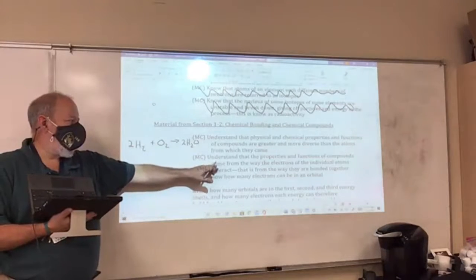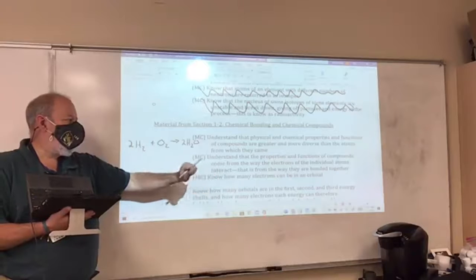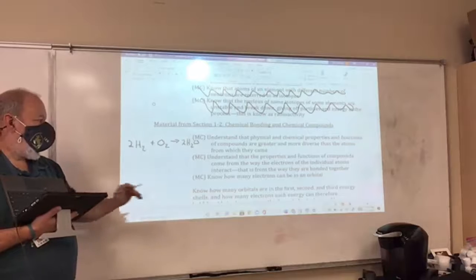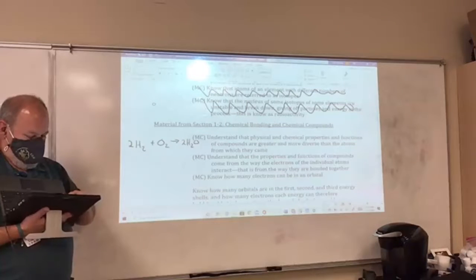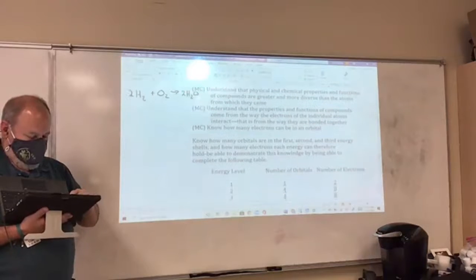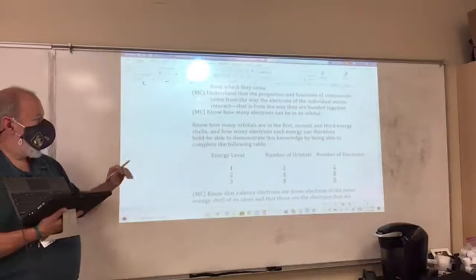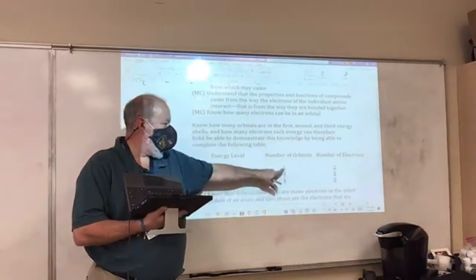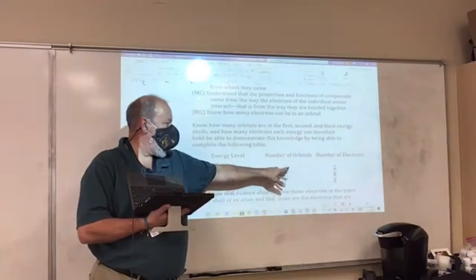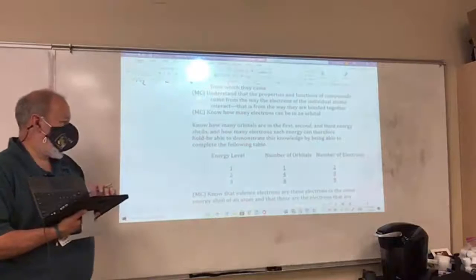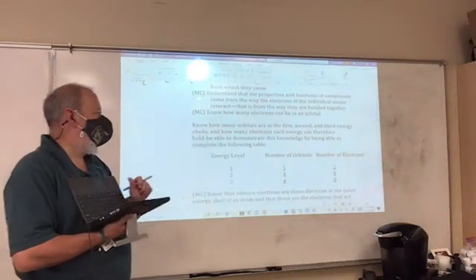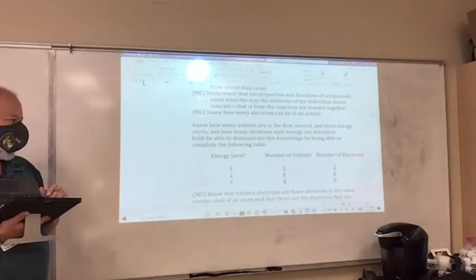Understand that properties and functions of compounds come from the way electrons interact. How do they bond together? Okay, know how many electrons can be in an orbital. We already said that that was 2. Know how many orbitals are in the first, second, and third energy level. I've got 1 orbital, 4 orbitals, and 4 orbitals, or 2, 8, and 8 electrons. Okay? If you answer this correctly, you should also be able to answer the question about how many electrons are in an orbital correctly.